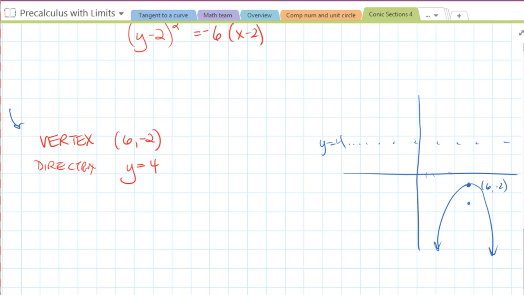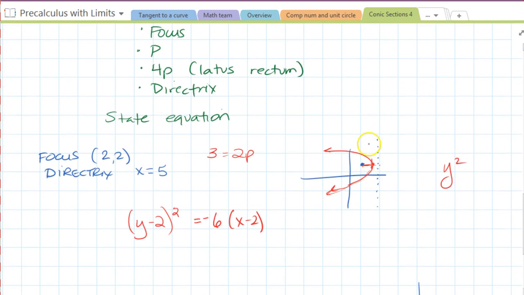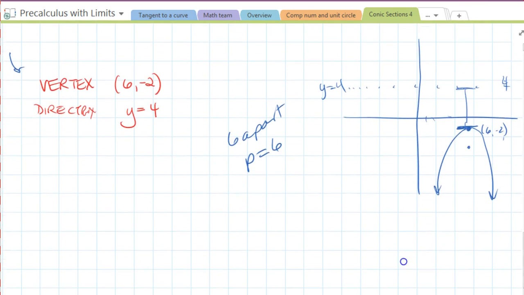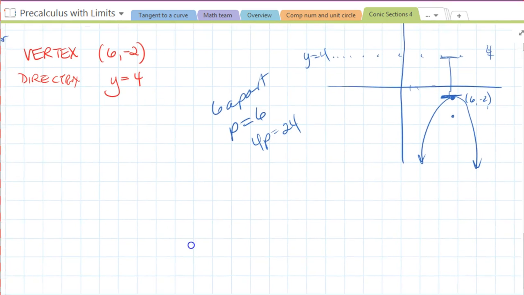And my focus is right here, but I don't really need that. I just need to know what p is. How far is it from here to here? Where the y is 4 and where the y is -2, they're 6 apart, right? So p is equal to 6. Up above I did 2p, but that's because I didn't have the vertex; I was looking at this p plus that p. So going back, if p is equal to 6, 4p has to be 24, and I'll figure out the negative or positive in a second.